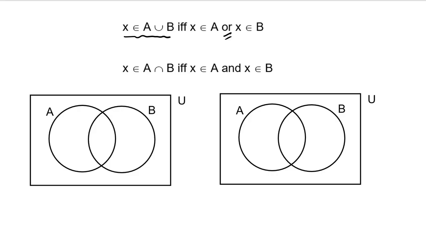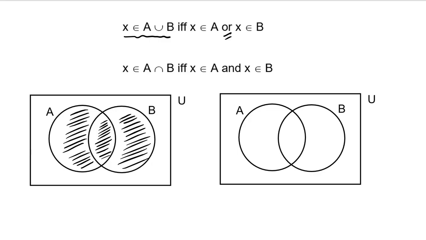Now recall from logic that an OR statement is true if one or the other or both statements are true. So if X is in A, then it's in A union B. If X is in B, it's in A union B. If X is in both A and B, it's in A union B. So A union B would be represented by everything in the two circles. So you've got that region is A union B, that region is A union B, and this region is A union B. You can think of it almost as the addition of the areas.